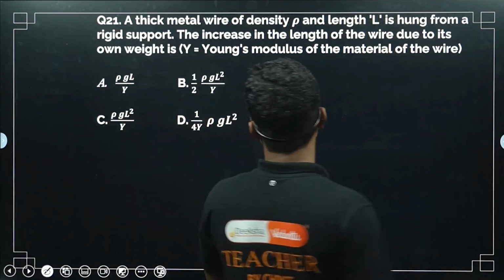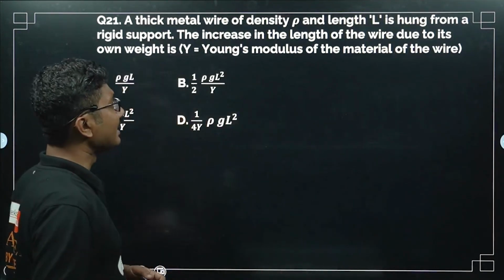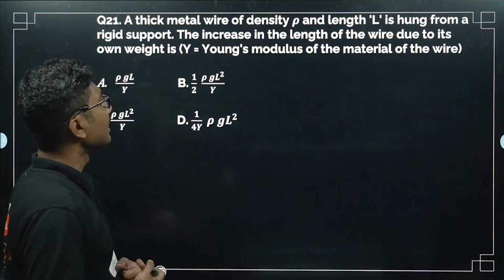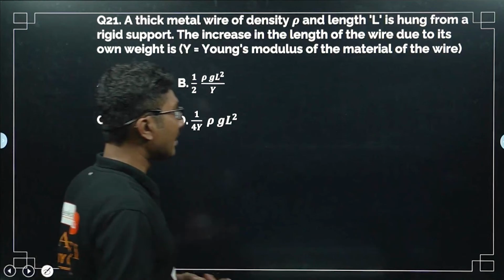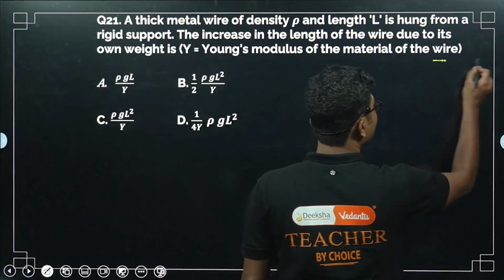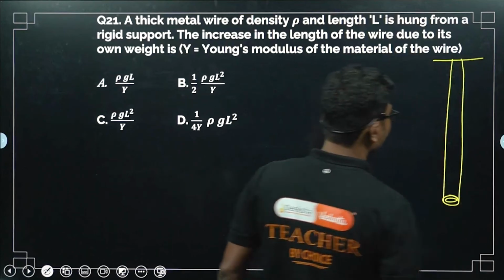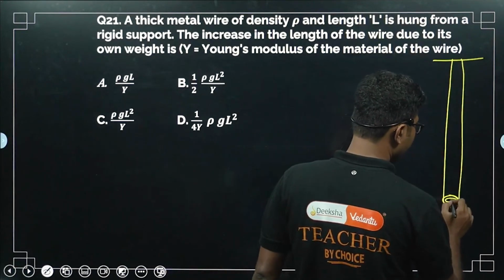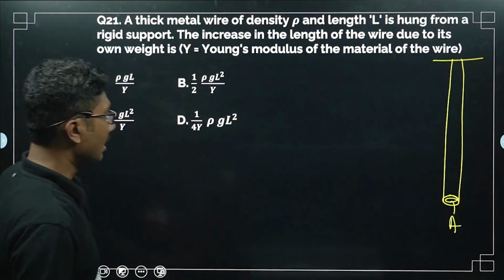A very interesting problem. A thick metal wire of density rho and length L is hung from a rigid support. The increase in the length of the wire is due to its own weight. Now in this problem, what is not given? The cross-sectional area of the wire is not given. So what you have to do? You have to assume that the cross-sectional area of the wire is A.